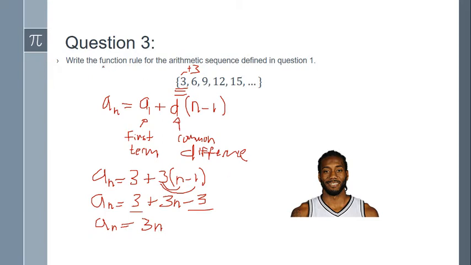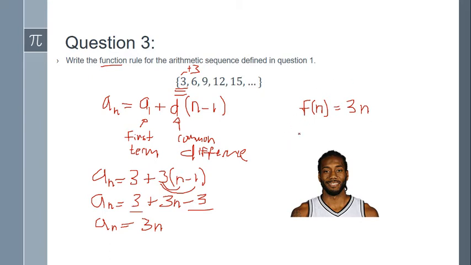Now, if you wanted to write it using function notation, as you might see in your project, they might say f of n instead of a sub n. They might write it as f of n. In this case it is 3n. Remember, in whatever you're doing in your project, you're going to have to get the first term and the common difference and then simplify in the same way, and you'll get a function.